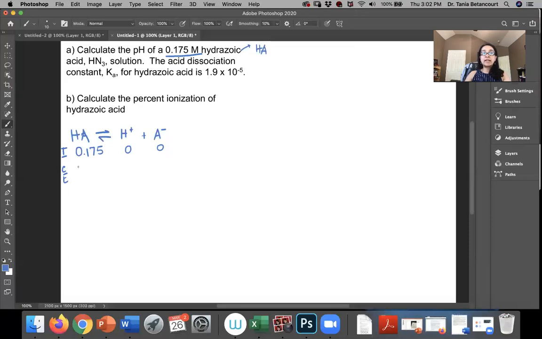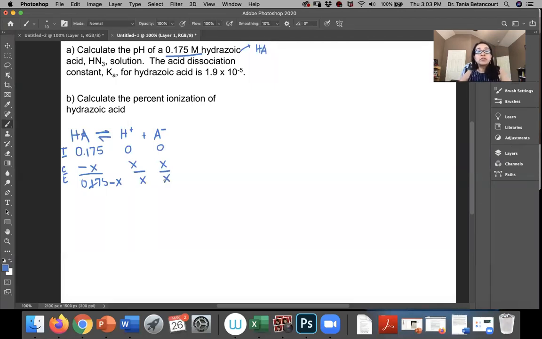We then set up our changes: negative X for the acid, positive X for the products, because those are being generated during this process. We don't know any information about the equilibrium at this point, so I'm going to just add the columns. That's 0.175 minus X. 0 plus X is X, 0 plus X is X.